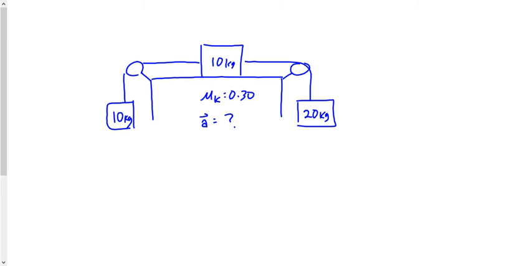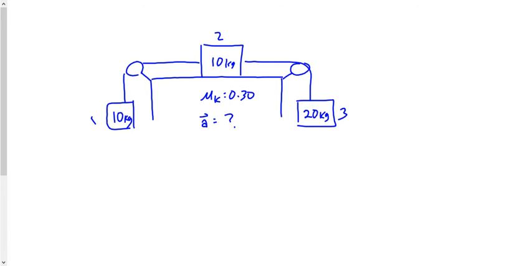The question we want to start off class with today: we've got a system of 3 pulleys, two 10-kilogram masses. Let's call this one number 1, number 2, and number 3. We want to find the acceleration of this system. What's the difference between this question and a question that we've done that looks a lot like this one?